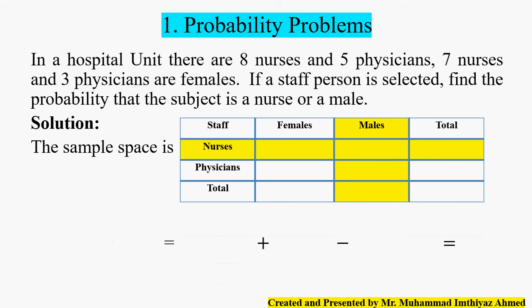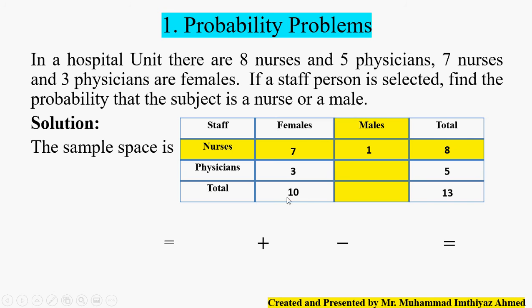So we need to take staff details like nurses, physicians, females, males, and total. As given in the question, there are 8 nurses in the total, 5 physicians. This total comes to 13. And 7 nurses, 3 physicians are female. This total comes to 10. Now, to find out the total of male, we need to take the total 7 females and minus with the total. So we will get 1 male.